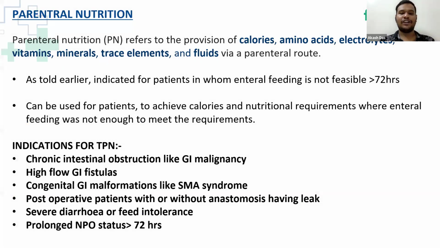So next is parenteral nutrition. So we have seen that enteral nutrition is the best feasible route whenever the patient is not able to take orally. Now, if you're not able to start enteral nutrition also, parenteral nutrition has to be started for the patient. So it refers to the provision of calories, amino acids, electrolytes, vitamins, minerals, trace elements, and fluids via parenteral route. As told earlier, it is indicated for patients in whom enteral feeding is not feasible for more than 72 hours.